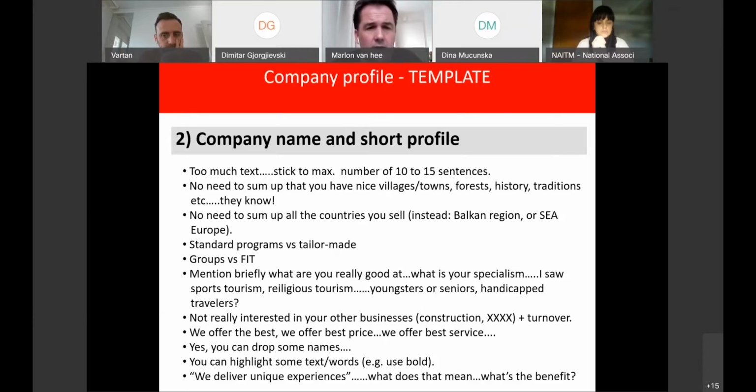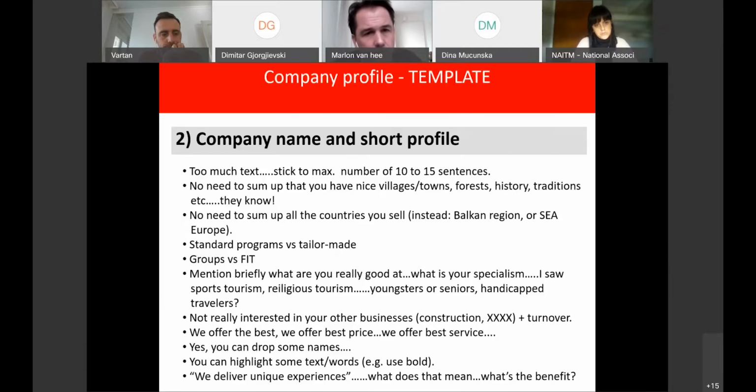Some people in the introduction mention nice villages, towns, forests, the history of North Macedonia. You don't have to mention that. They know. Again, we're talking about business people. They know about nice villages in North Macedonia. They already have, in general, quite good knowledge. So you don't have to mention that, what you have in North Macedonia.